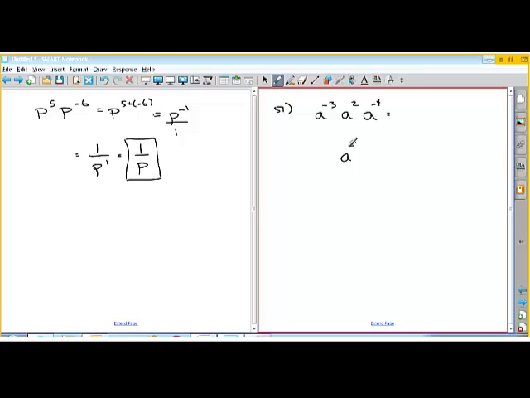So that's going to be equal to a to the negative 3, I'm going to put this in parentheses, plus 2 minus 4. So I get a to the, well, negative 3 plus 2 is negative 1, minus 4 is negative 5. So I get that, but I move the negative exponent to the denominator, make it positive, and that's your answer. 1 over a to the 5th power. Okay, so we'll stop for that group.